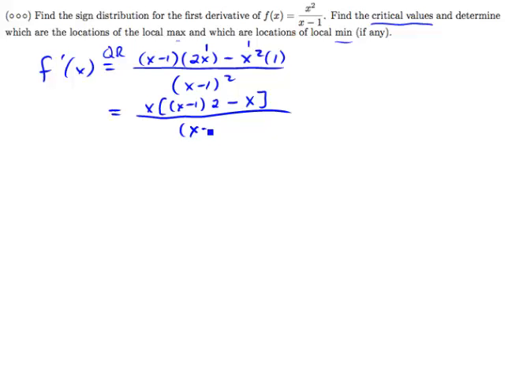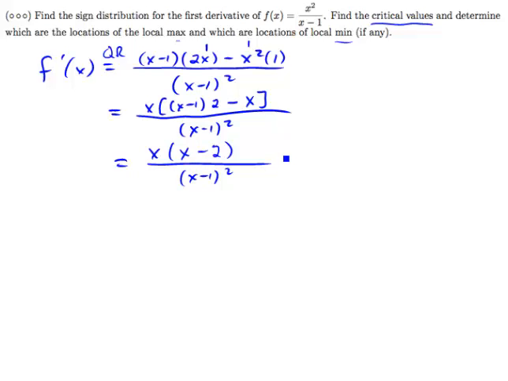I'll then clean up what's left over in those square brackets. I'll leave the denominator factored the way it is. That's a nice form for that. And so I've got a little bit more algebra to do. If I distribute this 2 through, I've got a 2x minus 2 minus x. So 2x minus x will be x, and then a minus 2. Those are the only two things left.